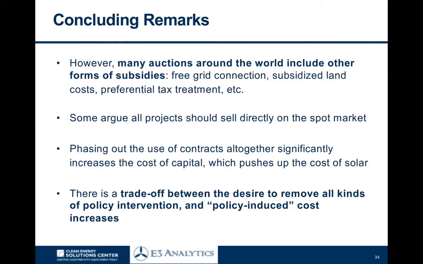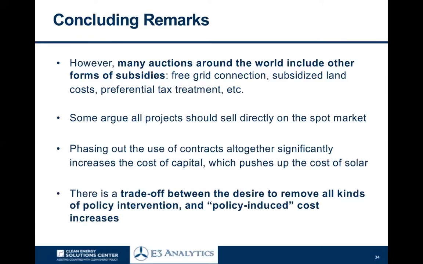However, it remains the case that many auctions around the world include other forms of subsidies that are separate from the auction price. For example, free grid connection. In many cases, there's subsidized land or even free land for the construction of solar power projects. There's also preferential tax treatment that may be part of the overall auction, that may be awarded to the auction winner. So even if the price was competitively derived, that doesn't necessarily mean that the project is fully subsidy free. So again, the debate there arguably rages on.